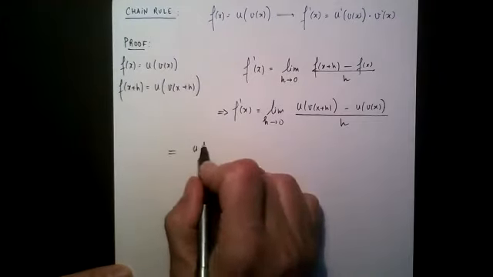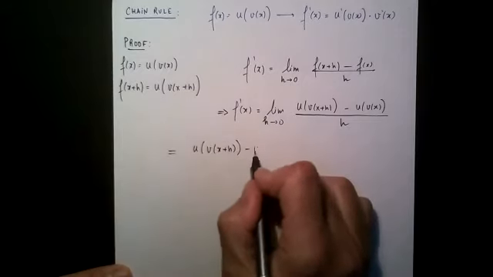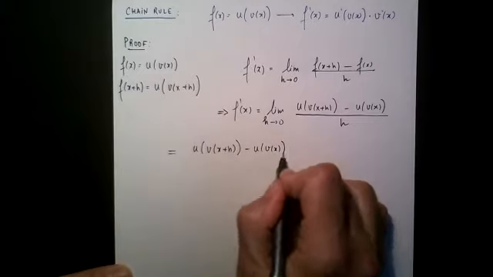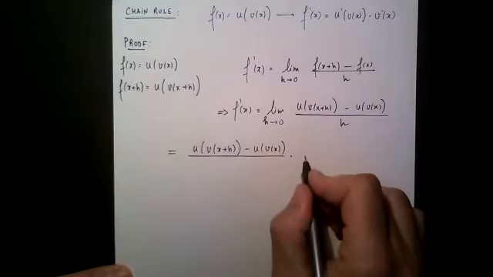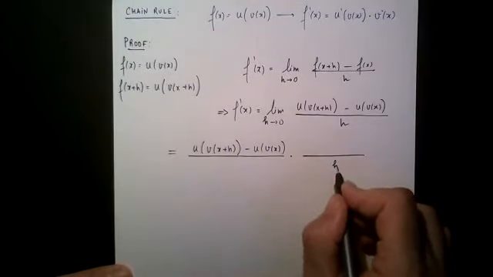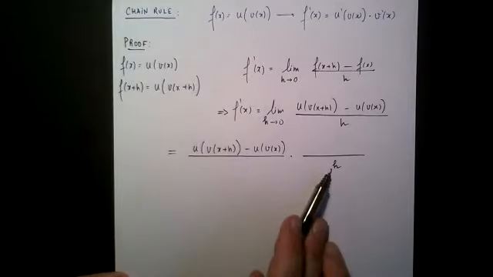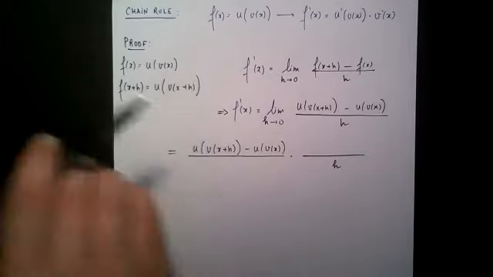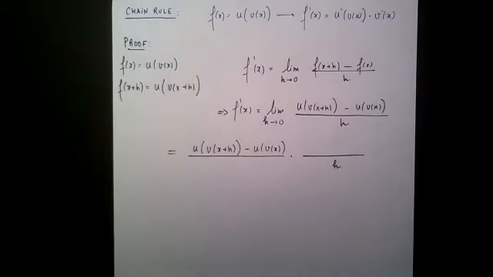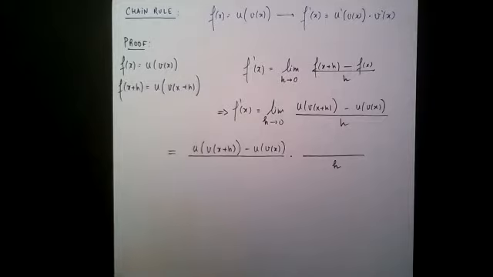So I'm going to write u of v of x plus h minus u of v of x over, instead of putting my h here, I'm going to multiply by something here over h. I didn't change anything. It's this over h as before, but I will multiply and divide by something. Obviously the same thing, so I don't change the value of my fraction. So what am I going to do here? I'm going to cheat a bit.